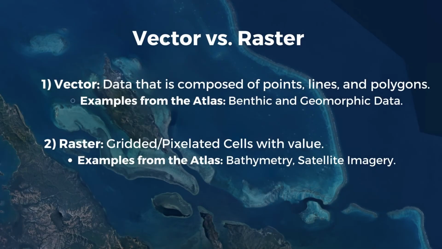To begin, I will introduce raster and vector data. Vector data is composed of points, lines, and polygons. The benthic and geomorphic data within the Allen Coral Atlas represent vector data. Contrarily, raster data is composed of gridded or pixelated cells where each of these cells have a value and are associated with a specific geographical location. The bathymetry and satellite imagery data are examples of raster data within the Allen Coral Atlas.